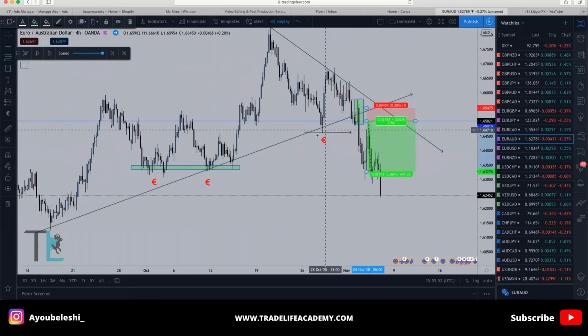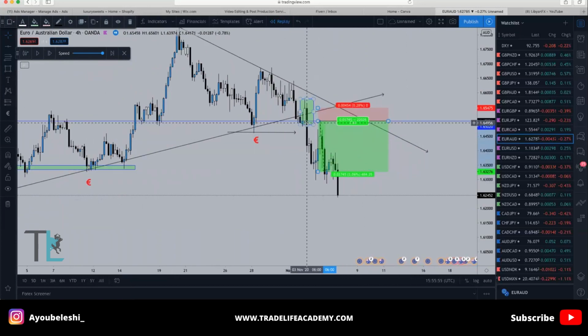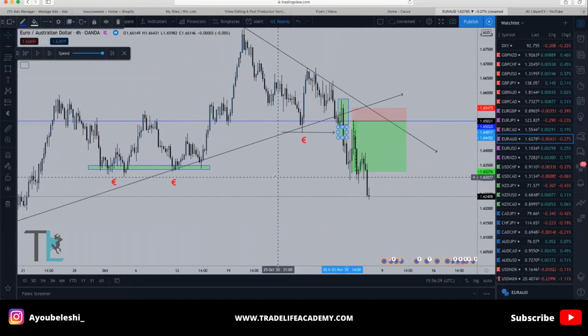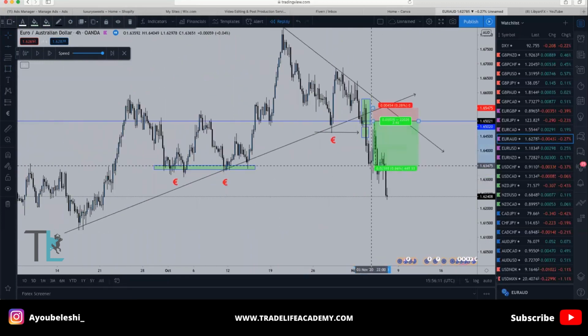See the way that it went back up into that institutional level, because that was the last time the banks bought before selling off, and plus we had an inefficient price action right here. So the banks don't like inefficient price action, so they need to buy back up their orders before selling off, and that's exactly what the banks did, and they went down and collected all this pool of money right here.